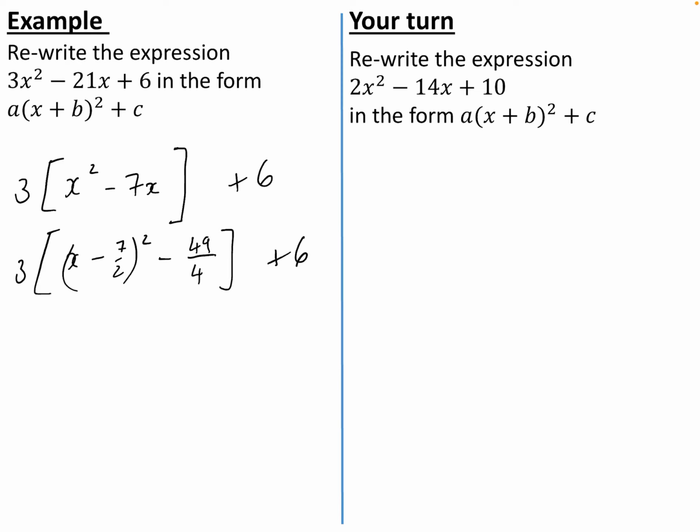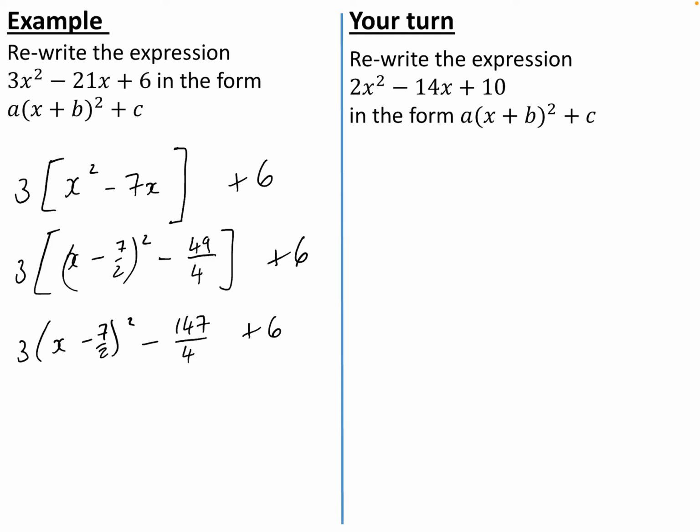Up next, I want to re-expand these brackets. So I'm going to have 3(x minus 7 over 2) squared, minus 49 over 4 multiplied by 3, which is going to give me minus 147 over 4. And I've still got plus 6 on the end.